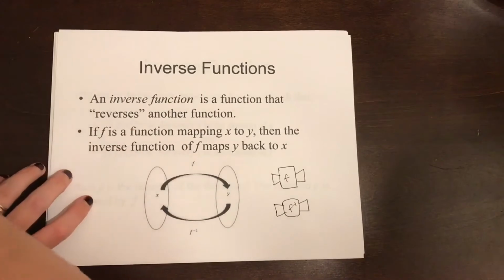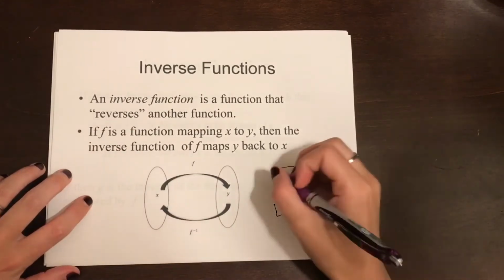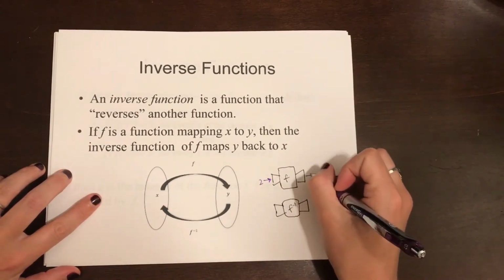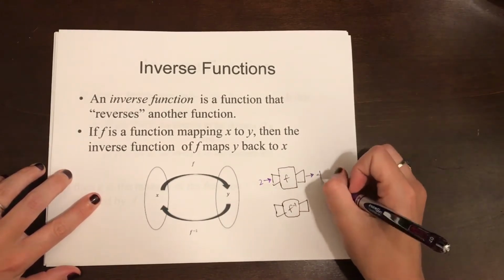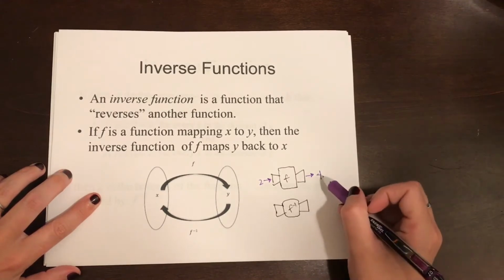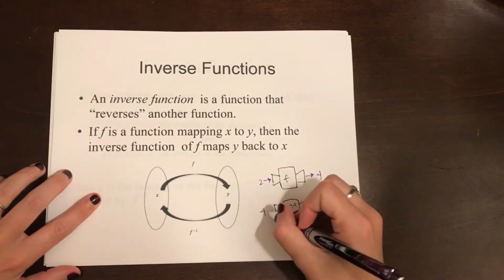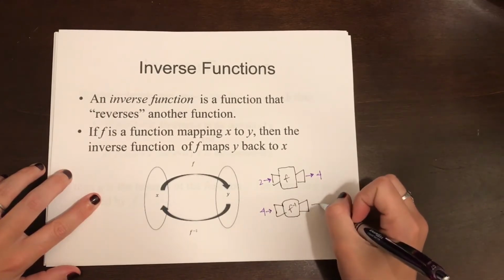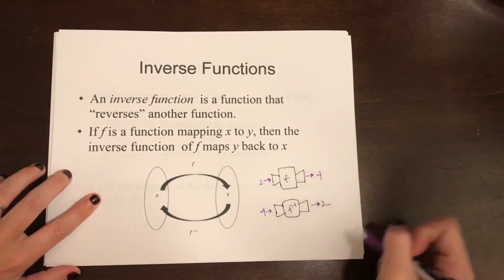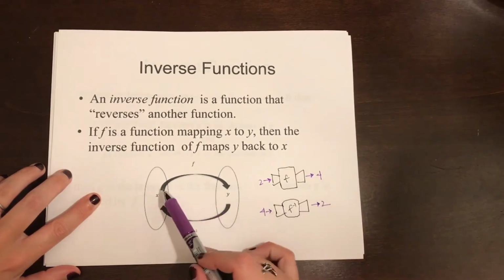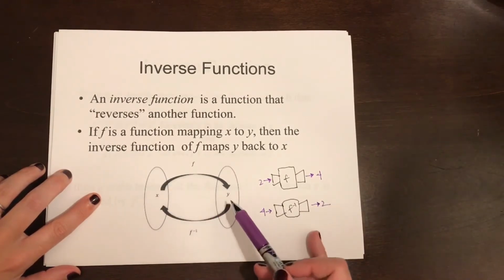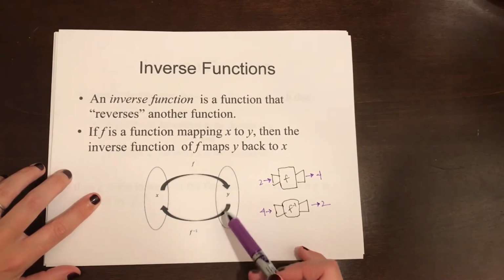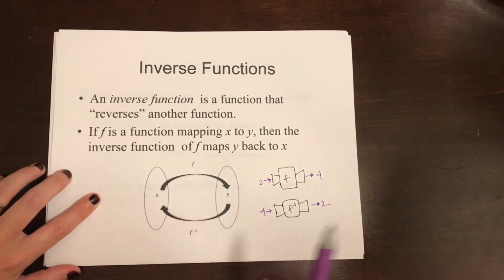So if I were to input 2 into my function f and the output is 4, then if I take 4 and input it into f inverse, it will spit out a 2. So if f maps x to y, then f inverse will take that same y value and map it back to x.